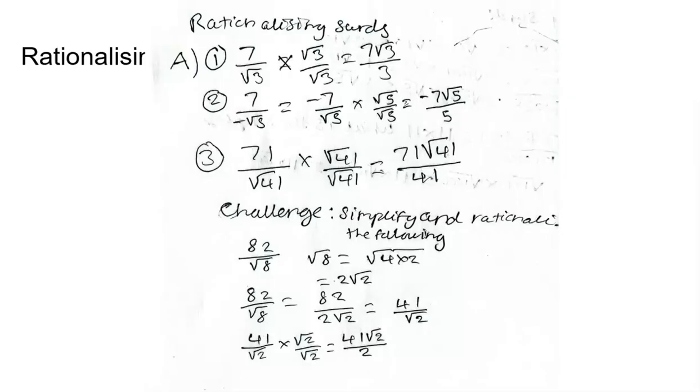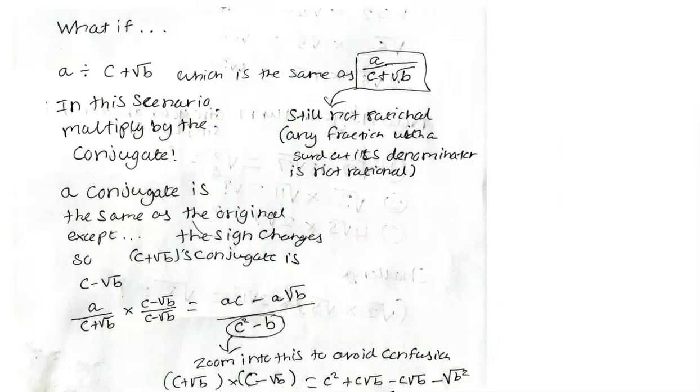And the challenge question, you had to simplify first. It's always best to simplify first. Look at the simplify for that question. So I've got 82 over root 8, which is 82 over 2 root 2, because root 8 is 2 root 2, as you see there. And in the end we get 41 root 2 over 2.